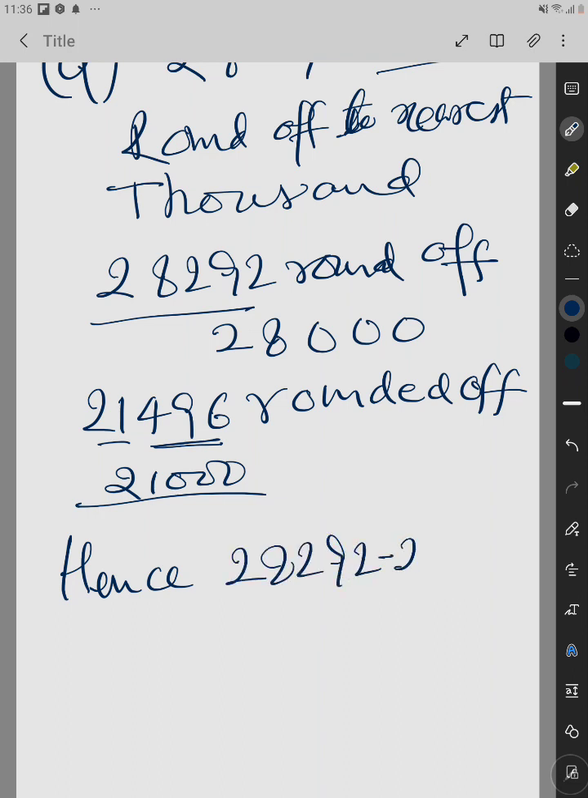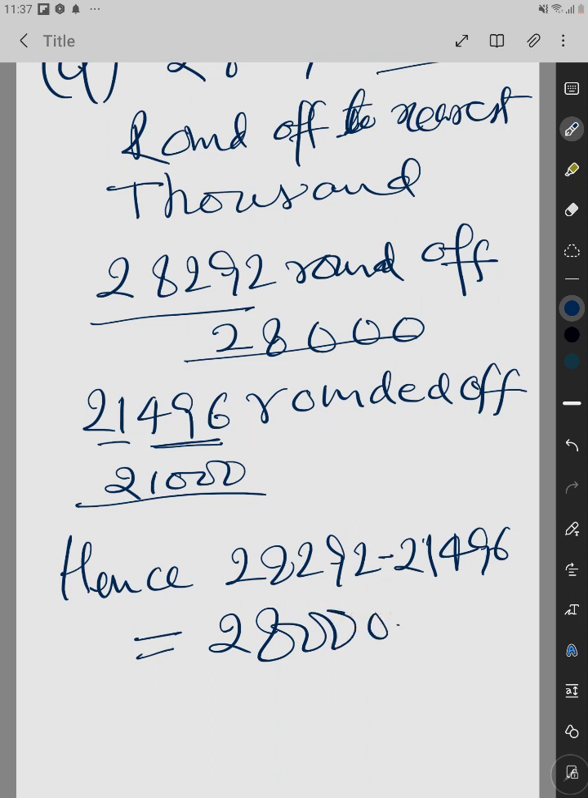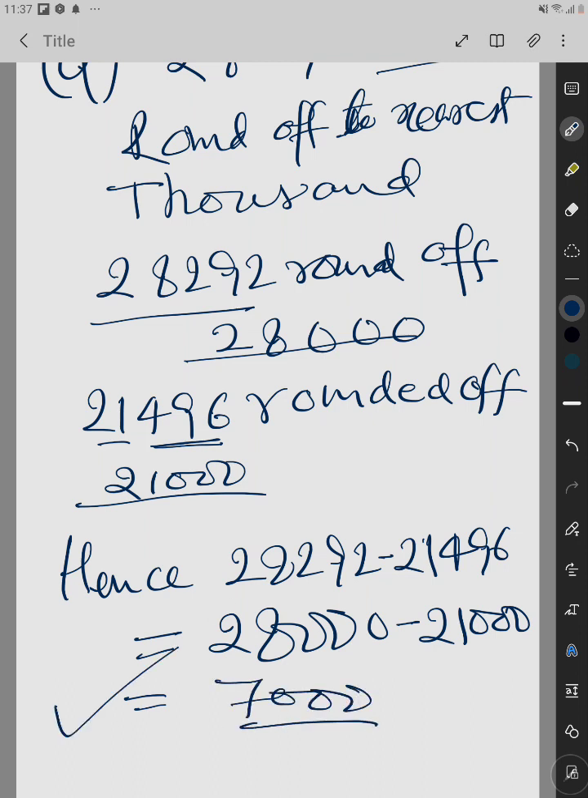Hence 28,292 minus 21,496 will become 28,000 minus 21,000. How much will it become? It becomes 7,000. So this is the answer for D.